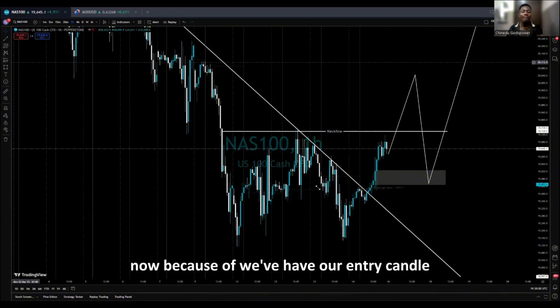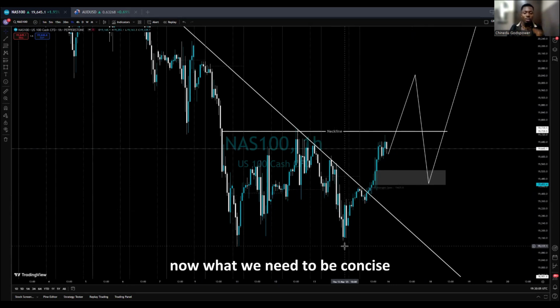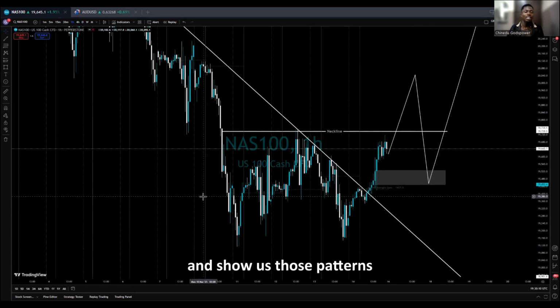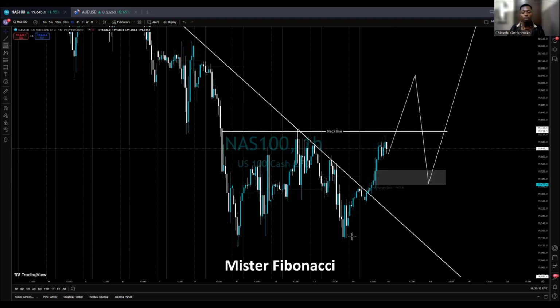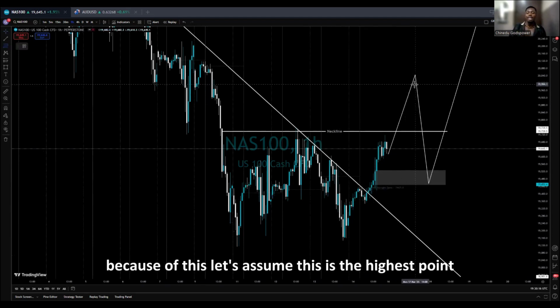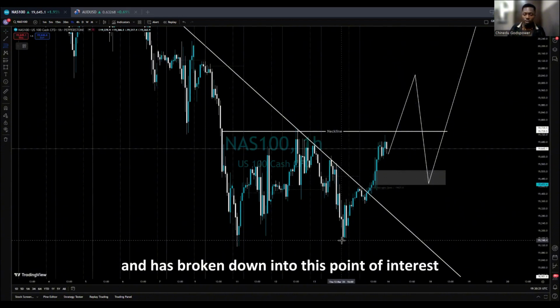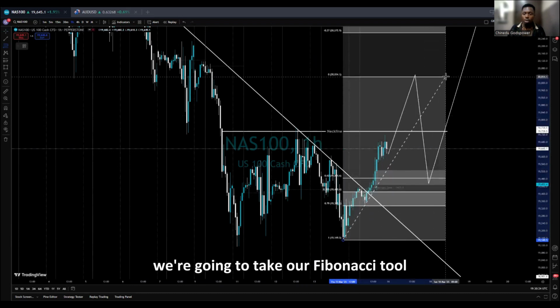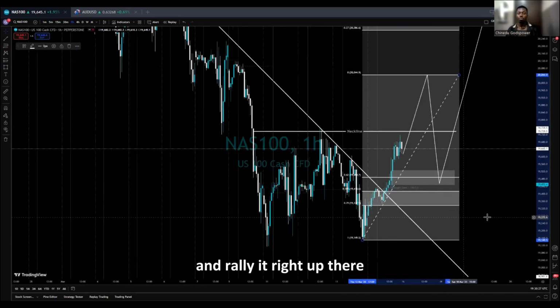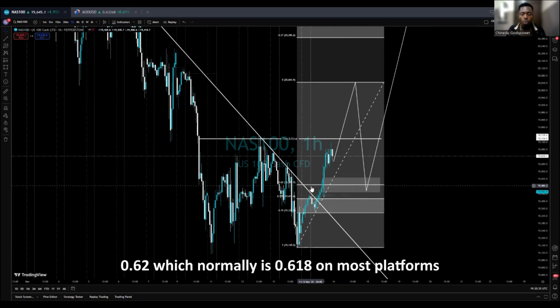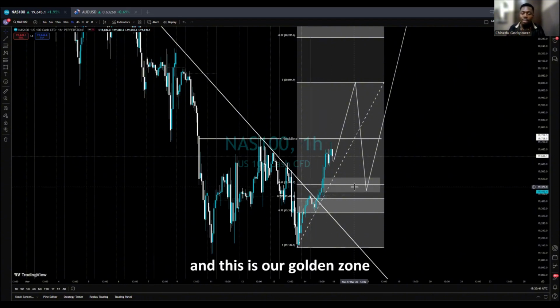Now, because we have our entry candle, we need to be concise. We need to know where price will likely test and show us those patterns. That's where the Fibonacci comes in. Let's assume this is the highest point which price has rallied to and has broken down into this point of interest. We are going to take our Fibonacci tool and draw it right up there. Now we can see that price has dropped towards the 0.62, which normally is 0.618 on most platforms. And this is our golden zone.